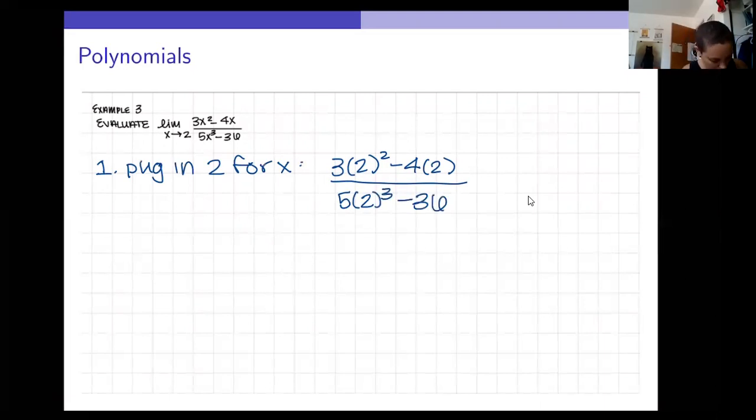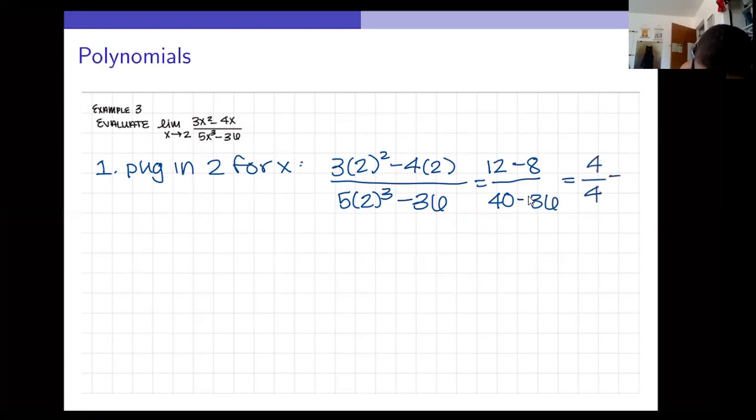So let's do some quick maths. 2 squared is 4 times 3 is 12. 4 times 2 is 8, so we have 12 minus 8 in our numerator. 2 cubed is 8 times 5 is 40 minus 36. We know that's not going to be 0, so we've got 4 in our numerator, 4 in our denominator. Our answer is just the number 1. And that's as easy as it gets.